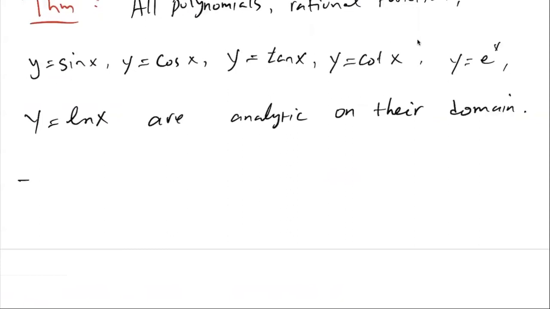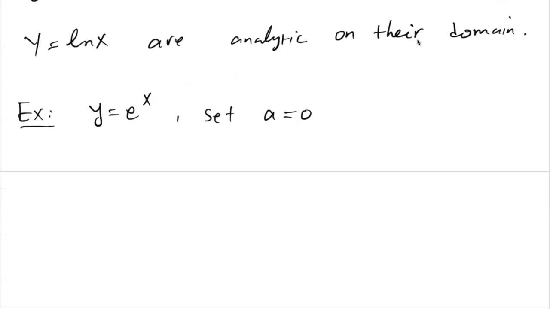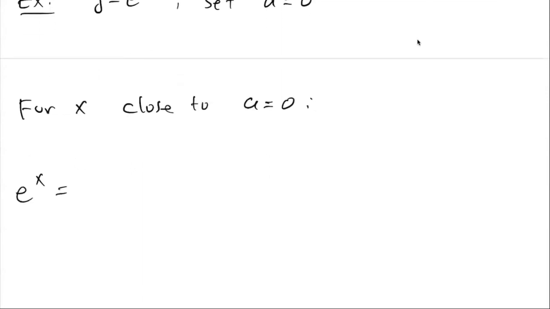So for example, let's consider y to be e to the x. And let's set a to be 0. Then we know that this function is analytic on its domain. The domain of e to the x is all real numbers. So analytic on all real numbers, and in particular at a equals 0 it will be analytic, meaning that the function will be equal to its Taylor series for x close to a, for x close to 0. So for x close to 0, e to the x is equal to its Taylor series.